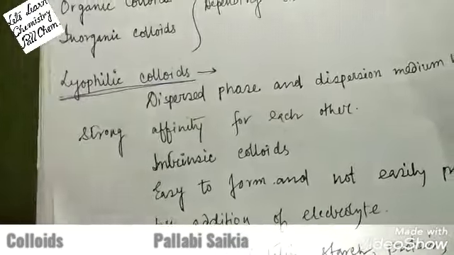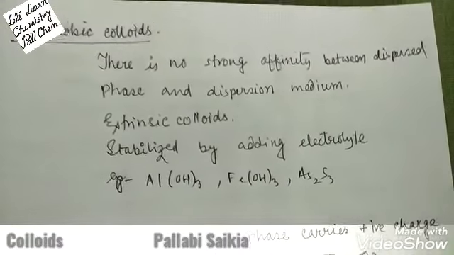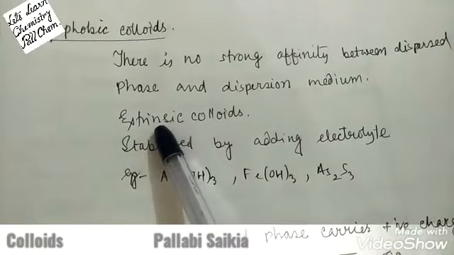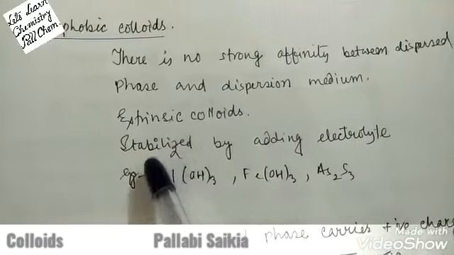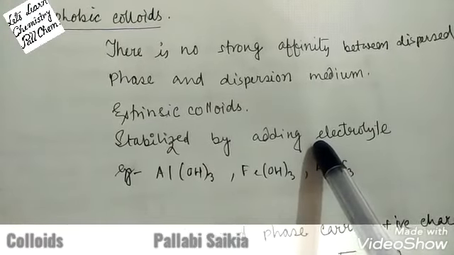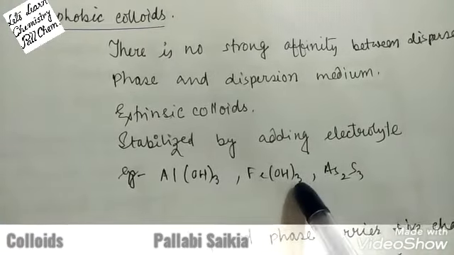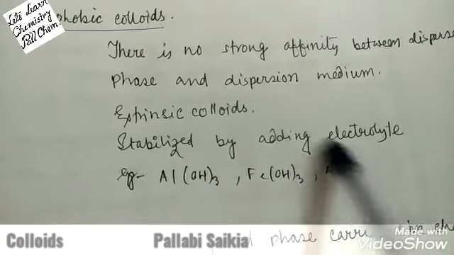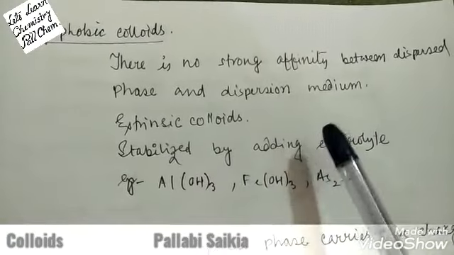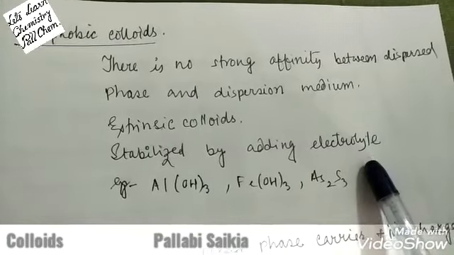While lyophobic colloids, there is no strong affinity between dispersed phase and dispersion medium. They are also known as extrinsic colloids, and they are stabilized by adding electrolytes. And the examples are Al(OH)3, Fe(OH)3, As2S3. These are the lyophobic colloids where dispersed phase and dispersion medium do not have any affinity for each other.